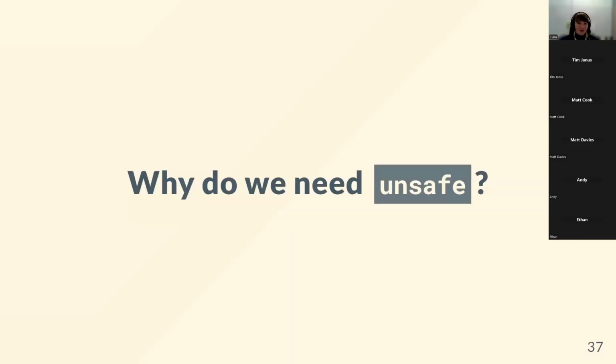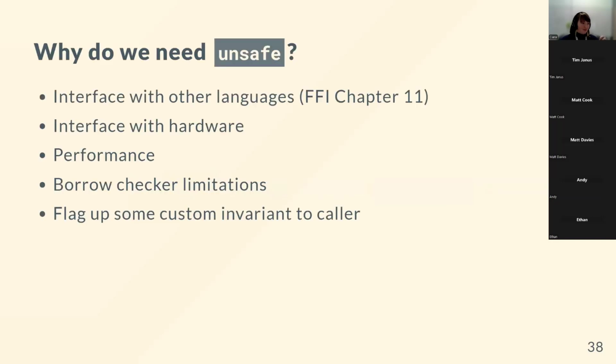So why do we need unsafe? We need it for things like interfacing with other languages. Foreign function interface is going to be chapter 11, which Tim's kindly agreed to take, so we'll hear more about that then. We're going to need unsafe if we want to interface with hardware. There are also certain performance considerations.